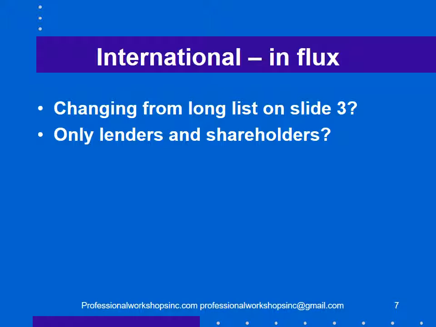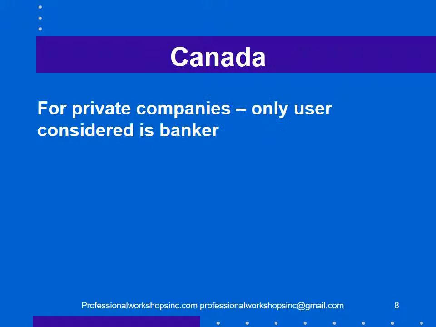Now, internationally, recently it seems to be in flux because there seems to be something of a change from the long list on slide 3 to determining that only lenders and shareholders are users of the financial statements. So we shall see how that plays out. In Canada, it's different again. Standard setters for private companies consider that the only user is the banker, and that the shareholders for a private company are not users of the financial statements to whom the auditor is responsible.